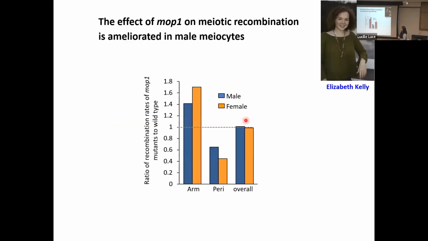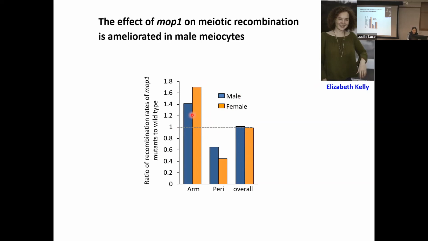So for MOP1, all the data I showed you right now are from MOP1 being used as female. We also did a comparison between male and female. If you see here, above 1 means methylation increase, recombination increased in the mutant. Overall, if you compare male and female, they don't have a significant difference.